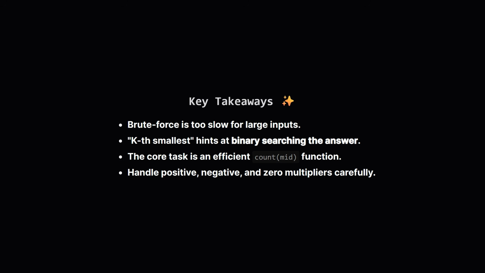Alright, let's wrap this up. We started with a problem that looked like it would require a massive number of calculations. The simple brute force method was just too slow. The key insight was to not search the arrays directly, but to binary search for the final answer. This transformed the problem into a new one. Can we efficiently count how many products are less than or equal to some value? We solved that by looping through one array and using binary search on the other, paying very close attention to how negative numbers change the rules of the math.